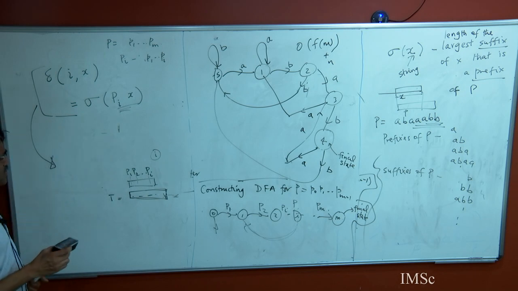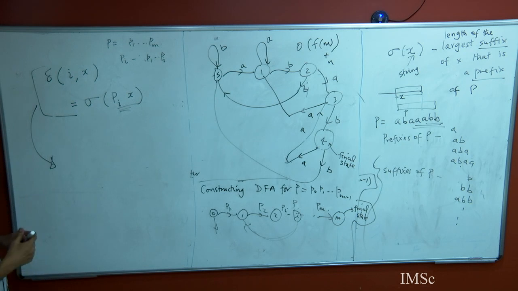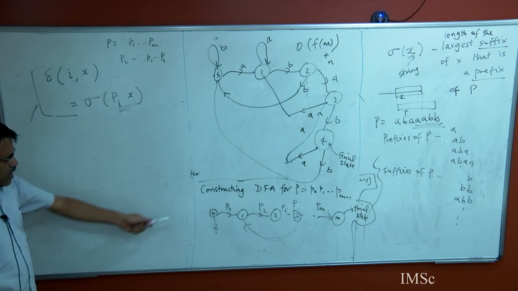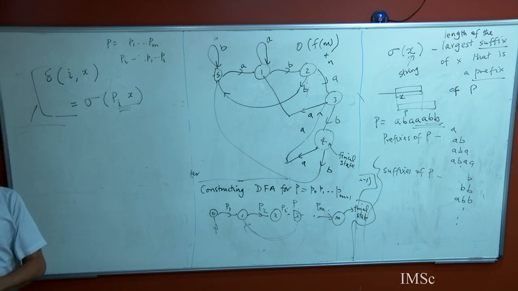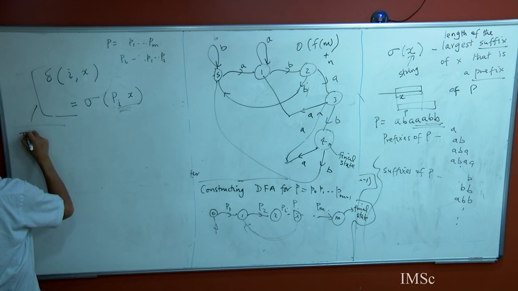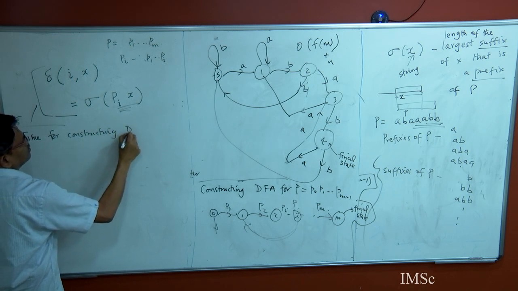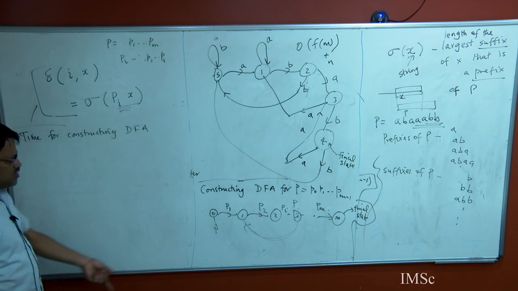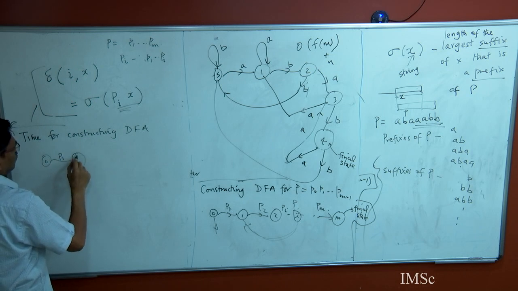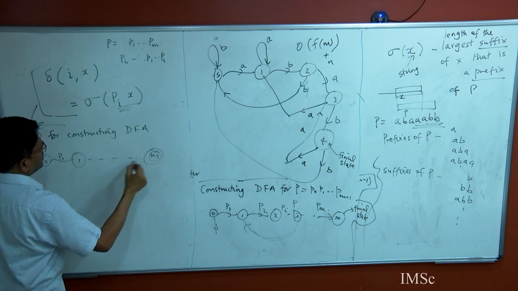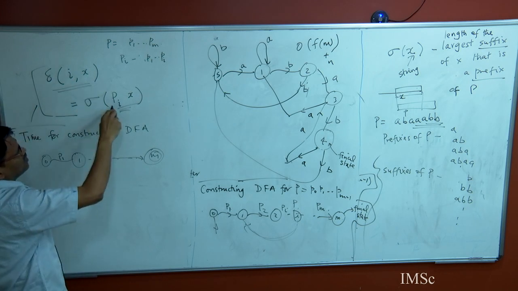Now let us see how much time it takes to construct the DFA very naively. I have actually told you how to construct the DFA, so let us look at the time for constructing. You set up the states: state 0, P1, state 1, up to state m, which is the final state. The only thing is how much time it needs to compute this number, that is all I need.